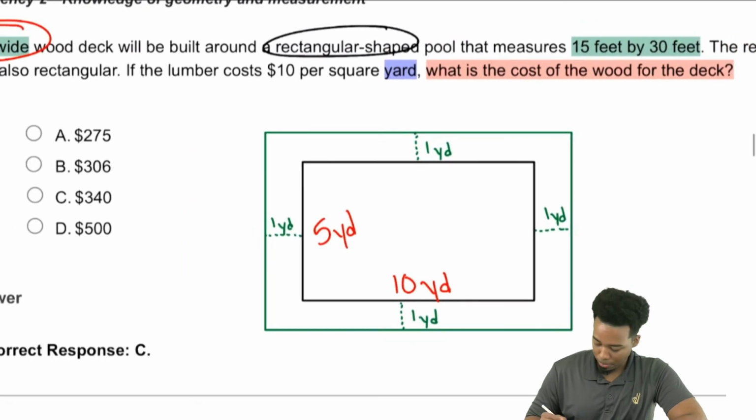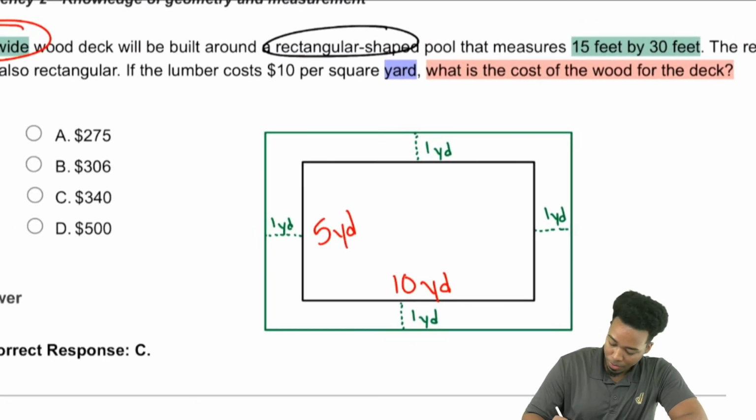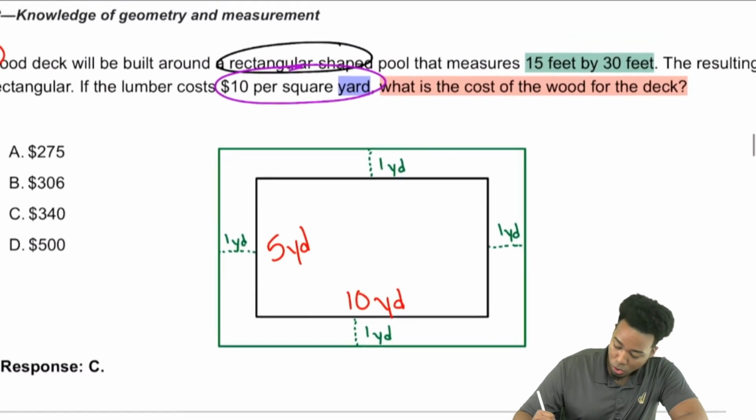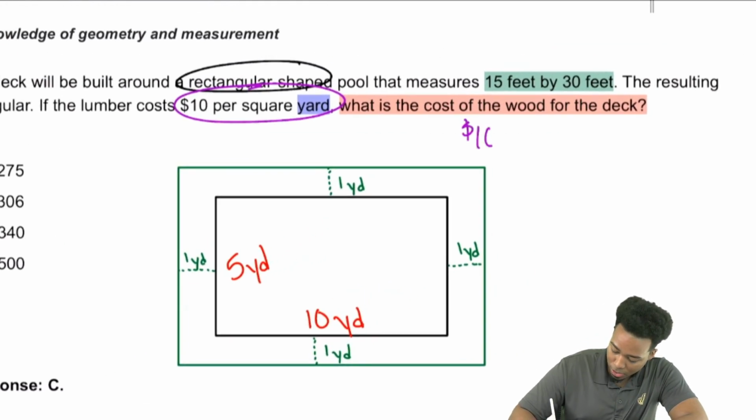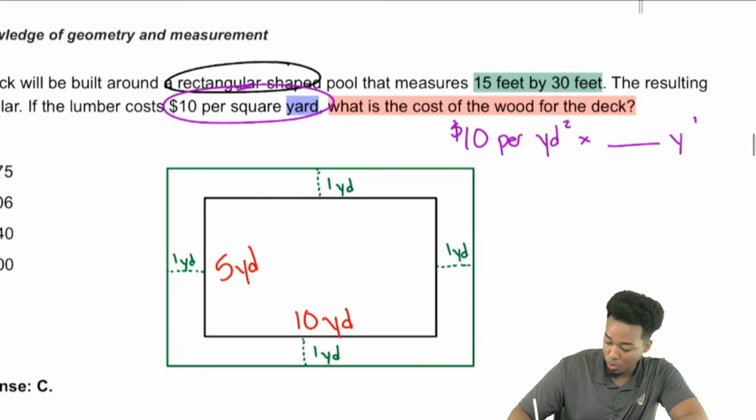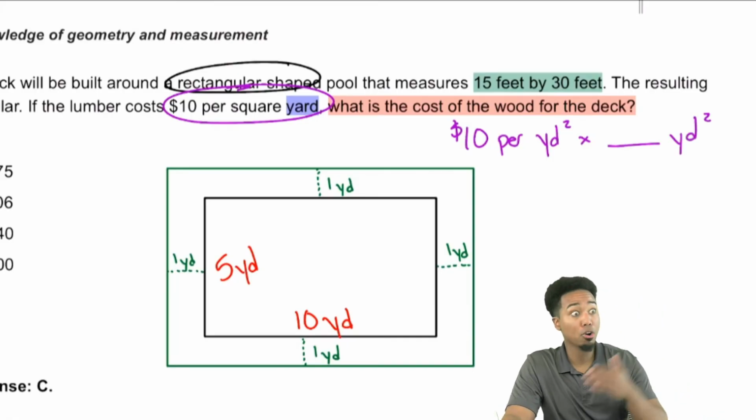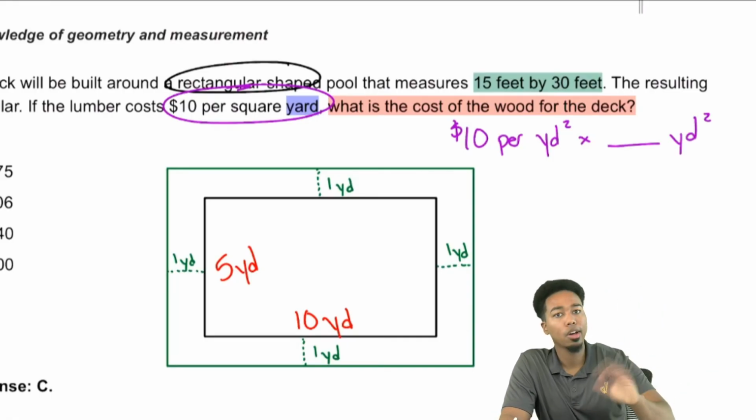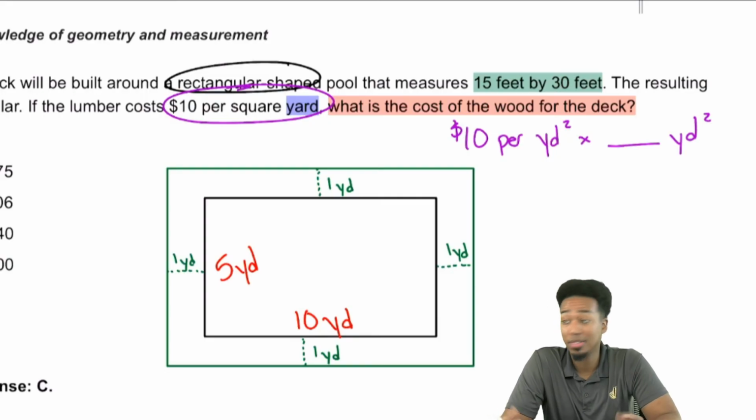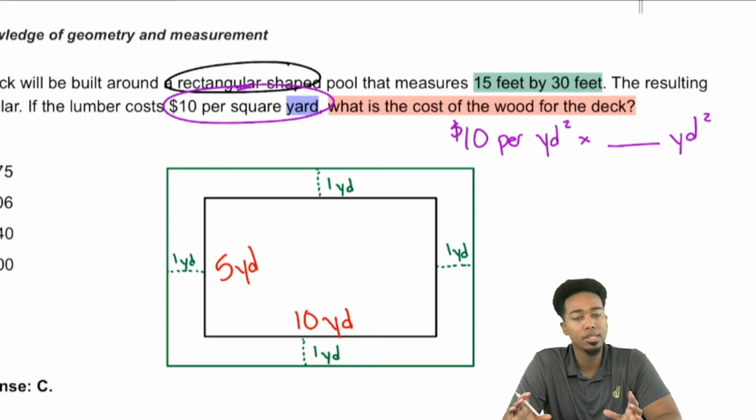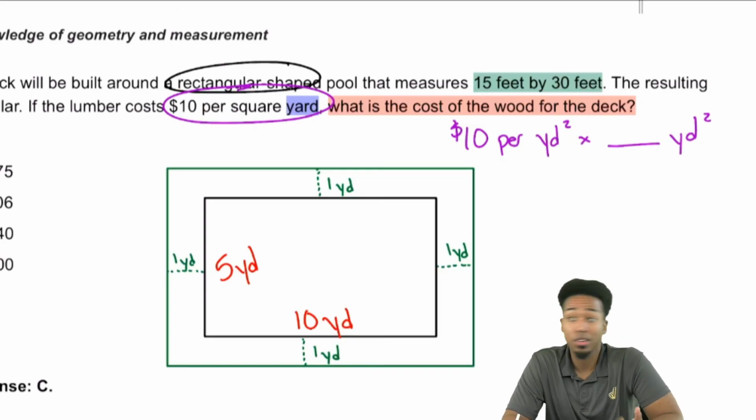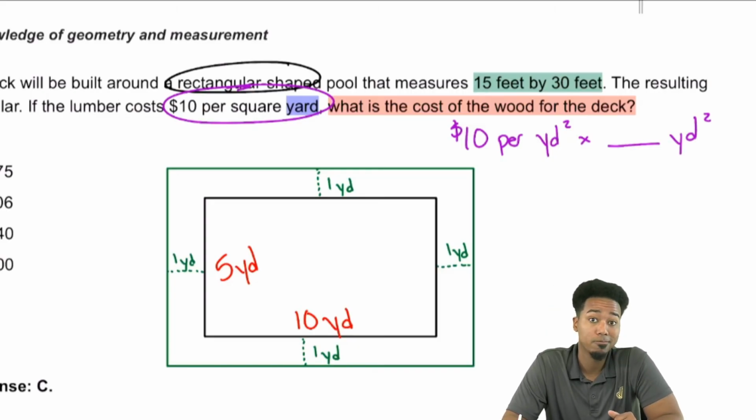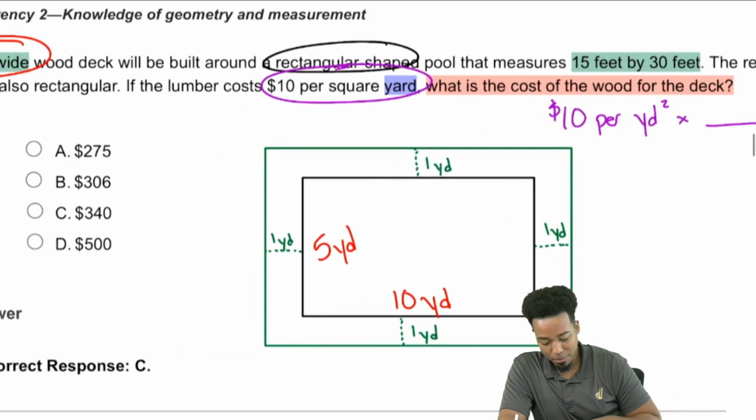And then it says the lumber costs, let's write that down, $10 per square yard. So if it's $10 per square yard, we're going to multiply it by the number of square yards we have. Because if it says per square yard, then we're going to multiply by the amount of square yards we have, and that's going to give us the total cost. That's the straight up version of it. The confusing part is converting all these units. With that said, my party people, let's make it simple.